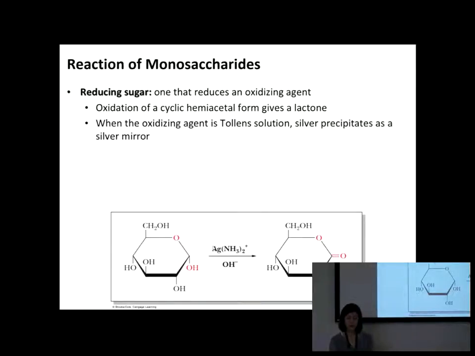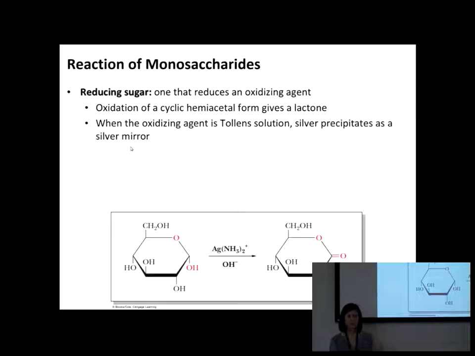So what it's going to do is reduce the silver on this complex. And when it reduces it, it goes from silver with a +1 charge to silver 0. Well, that's just solid metal. So what you see is a silver mirror on your test tube.